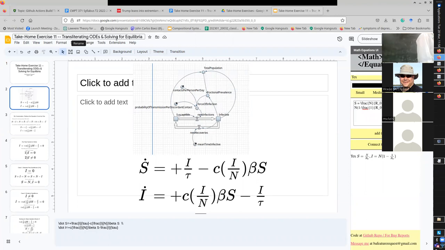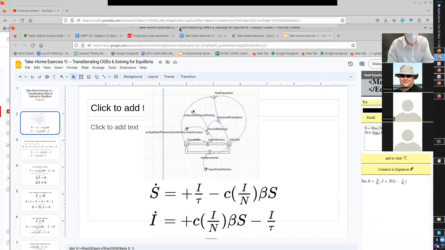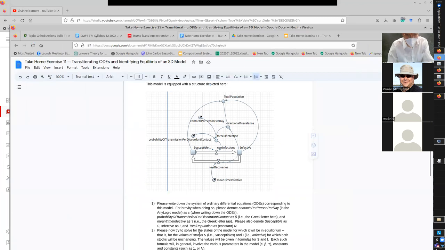Okay, now for the second component, I asked you to solve this. Try to solve it for the states of the model for which it will be in equilibrium. That is, for the values of the stocks S and I for which they'll be unchanging. And the values will be given in formulas for S and I. So we'll have a formula for each equilibrium. We'll have some value for S and some value for I. At that point, S equals this, I equals that. At that point, the system will be in balance. And there may be more than one. And in general, for an infectious disease model, there will be more than one. So we want to solve this for those.